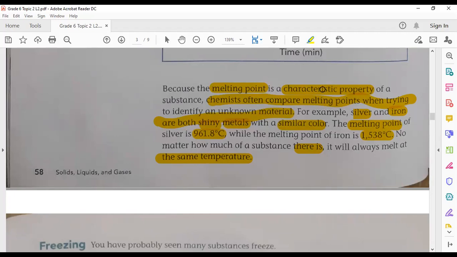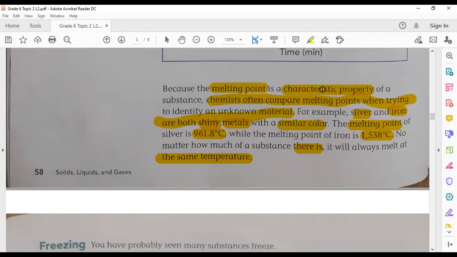Is mass a characteristic property? No, because that can change. Mass and volume can change, but melting point never changes.